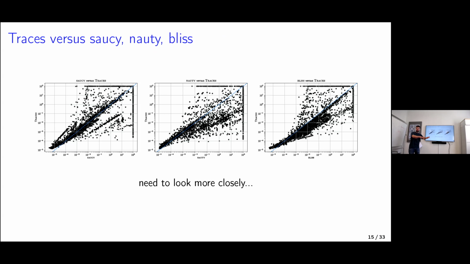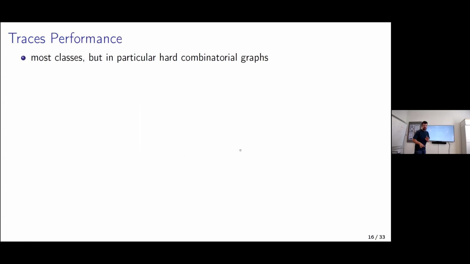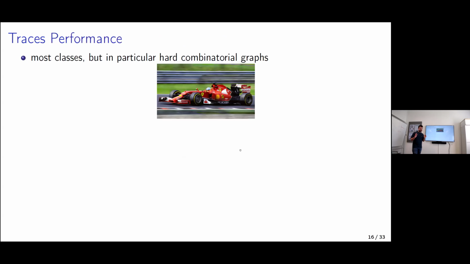Maybe not all of the benchmark instances are equally interesting, so I have to look more closely, but I don't want to do too much weather reporting. So let's just summarize it. Compared to the other solvers, in my opinion, traces is fastest on most interesting graph classes, in particular on difficult graphs. It actually has stunning performance on these graphs, and it's super fast.